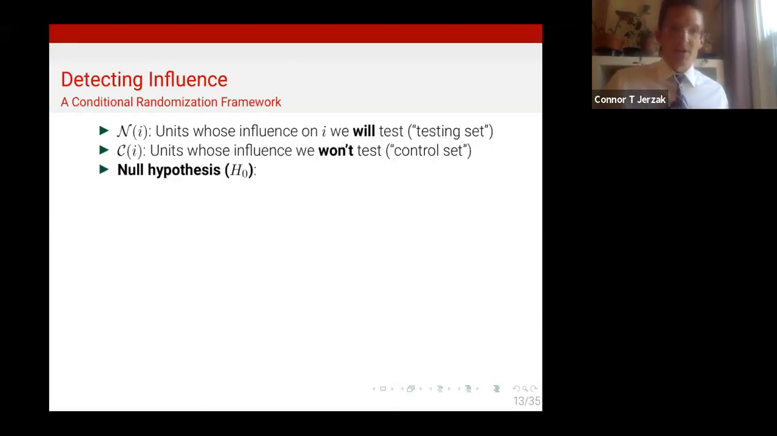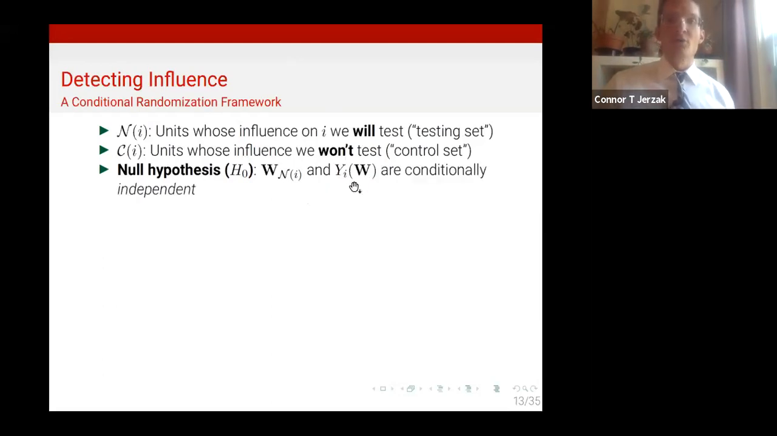So the null hypothesis in this test that we're going to work with and build on going forward is the following: what happens to everyone in the testing set, and the outcome for unit I, are those two things conditionally independent? In other words, does this sort of relationship hold? Do we learn something about I's action if we learn something about what happens to everyone in the testing group, or do we not learn anything about what I will decide to do? And we're going to condition on all that information that we just discussed.